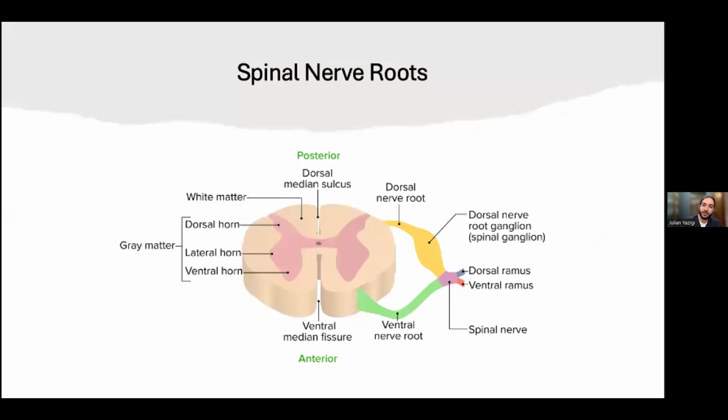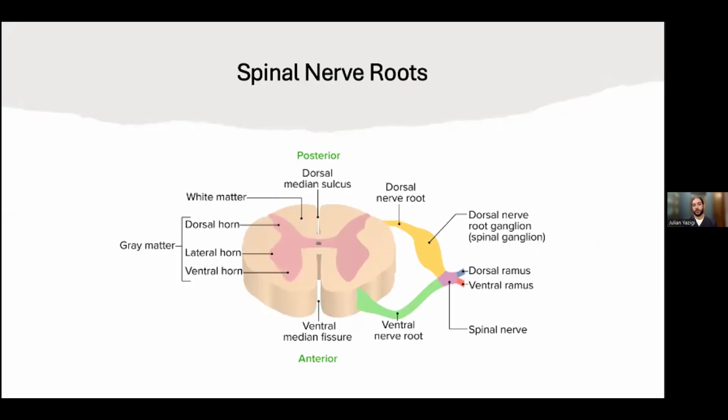Here I'll discuss a little bit about the spinal nerve roots. So spinal nerve roots represent the critical interface between the central nervous system and the peripheral nervous system. They emerge from the spinal cord in a highly organized segmental pattern, carrying motor, sensory, and autonomic information to and from the body.